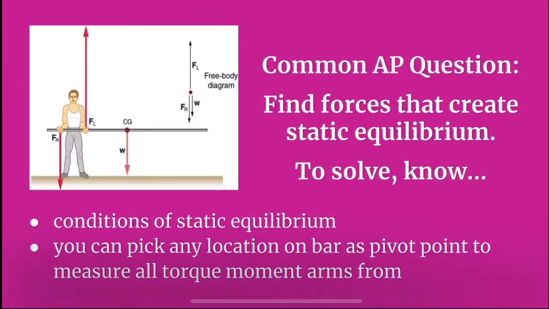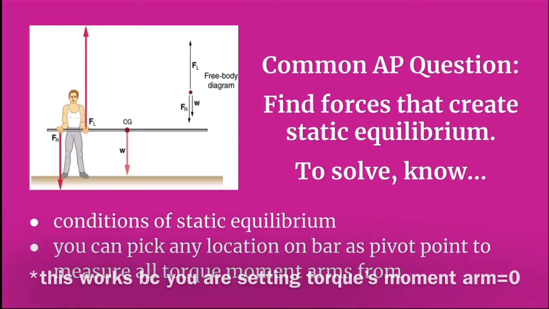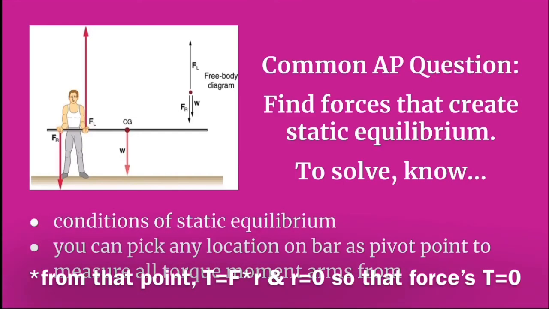So just as one last example, I pulled a common AP question that is often asked where they are looking for the forces that are being exerted to keep a bar in static equilibrium. For this type of question, you need to know the conditions of static equilibrium, and then you need to know the very important point that you can pick any location on a bar as a pivot point to measure all torque moment arms from. So what this means is if you're trying to solve for these forces, you could choose the location of one of his hands or even the location of the center of mass as a pivot point, and by doing so eliminate that torque from your calculations.